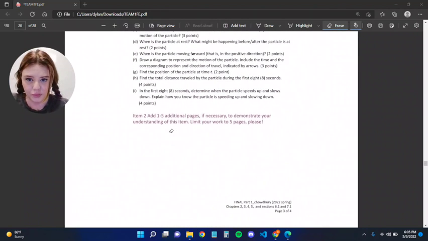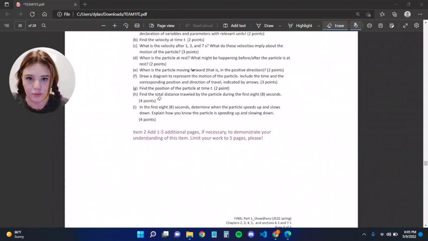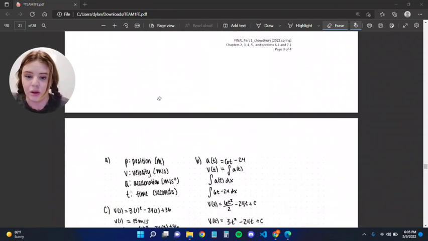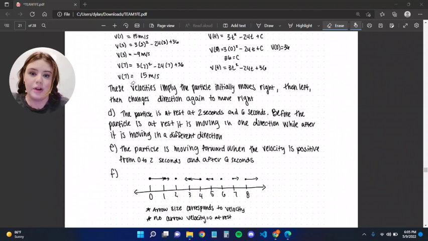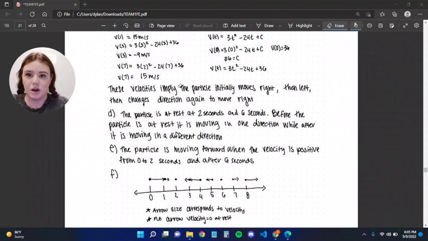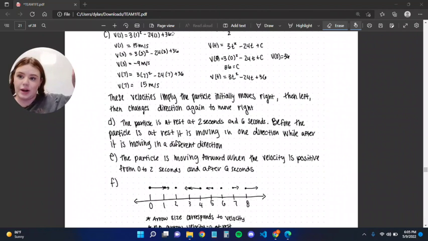So that's our velocity at those times. The velocities are implying that the particle initially moves right, then left, then right, because it's going in the positive direction, which we're just assuming is right. It could be any direction, but it's moving in a positive direction, and then in a negative direction, and then in a positive direction again. So, there you go.